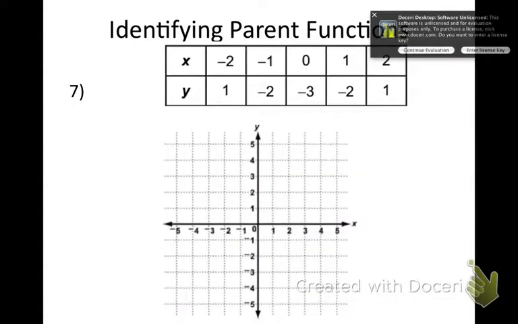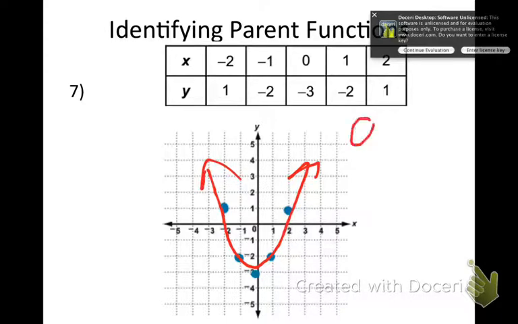So let's look at number 7 here. I'm given some coordinates. I'm given x and y coordinates. So I take it out here and I plot my coordinates. So (-2, 1). So I go over -2, up 1. (-1, -2). (0, -3). (1, -2). And (2, 1). So as I look at my graph here, I know I'm kind of starting to go down, then I'm going back up on my graph. Hopefully that's an indicator right there that this is a parabola.